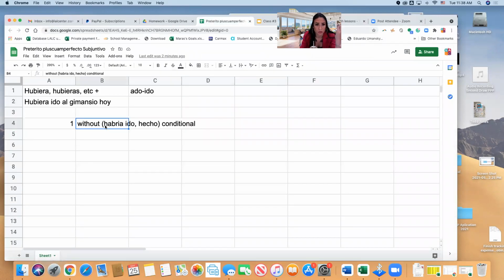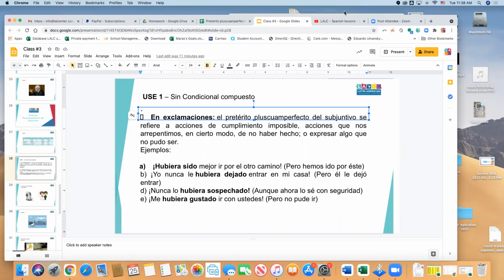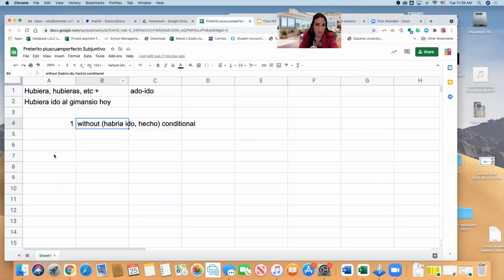So without the conditional, it's this expression. For example, things that you wish you had done. Think about that. For example, let me hide the floating meeting controls. I wish I could go to the gym today, but I say, ojalá hubiera ido al gimnasio. What else do you wish you had done today or this week or this year?